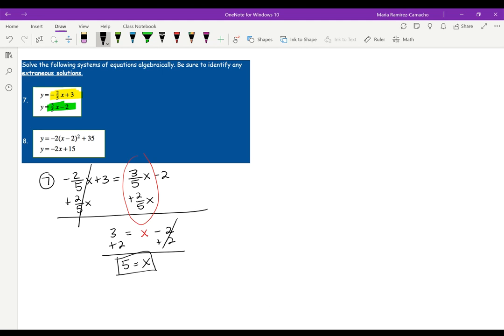So now we just need to find y. Pick either one of these two equations. I'm going to go with the second one and plug in what we've got for x. x was 5. So we've got y equals 3/5 times 5 minus 2. 3/5 times 5 is 3, these 5's kind of cancel out. So y equals 1.